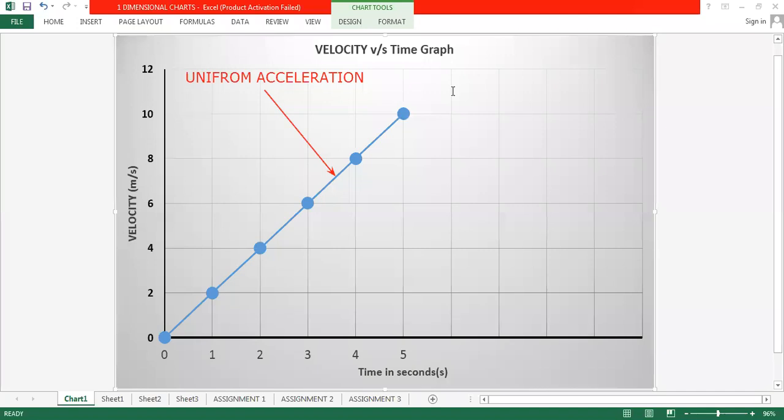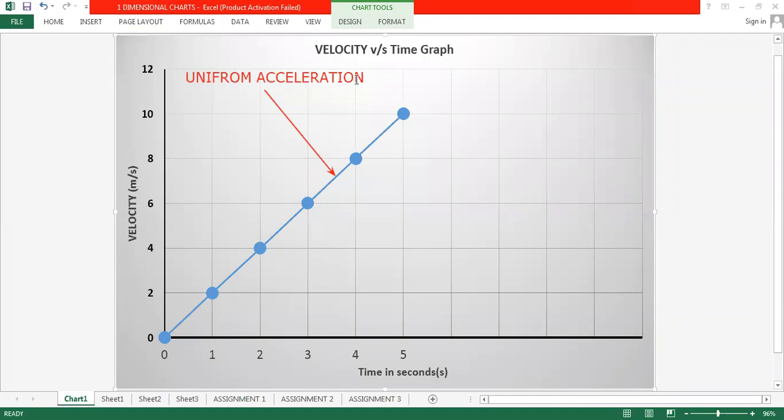What was this line representing? We got a line like this on the displacement time graph. What was that line representing? That line was representing uniform velocity on the displacement time graph. But the same line on a velocity time graph represents uniform acceleration. Try to understand the difference. This is a velocity time graph, so it is representing uniform acceleration.